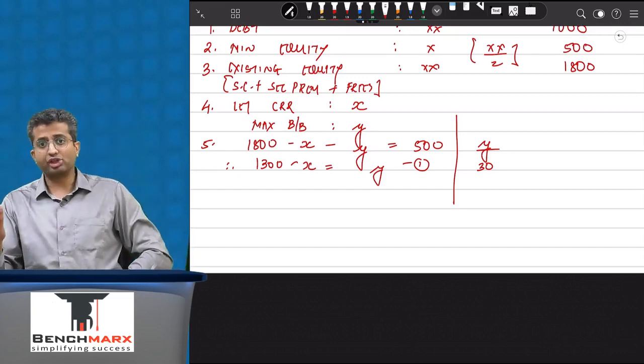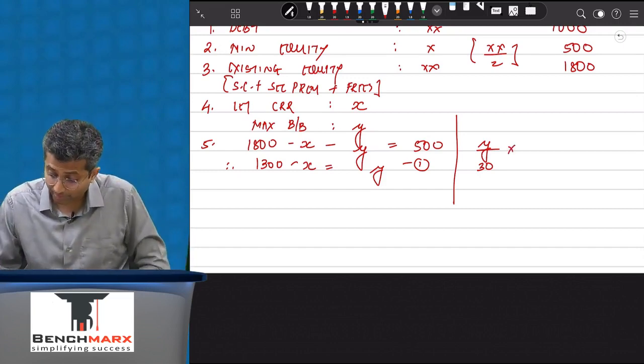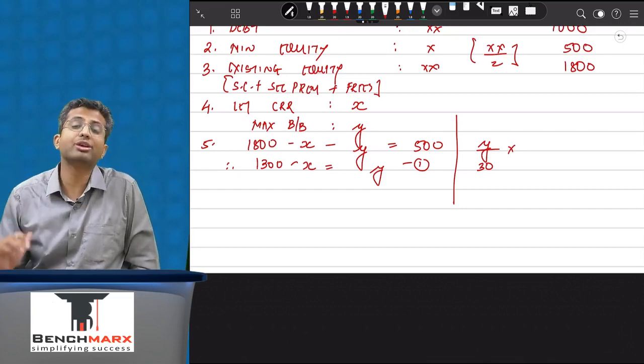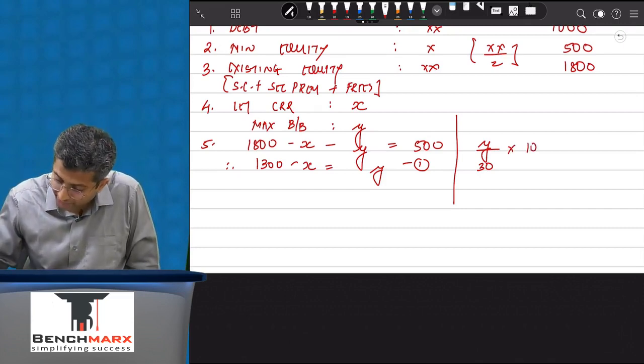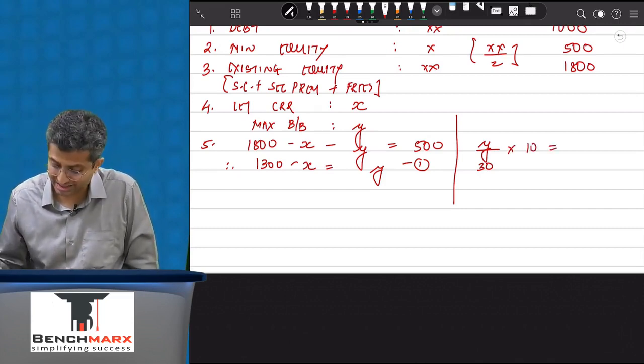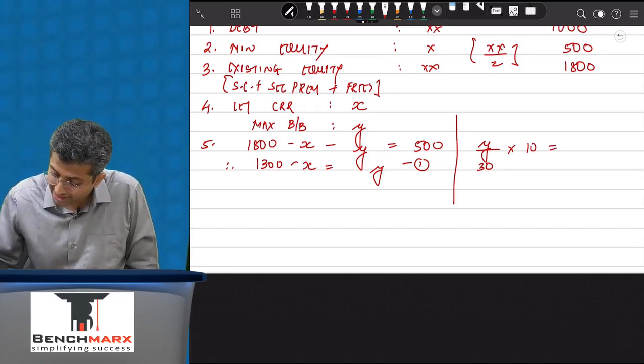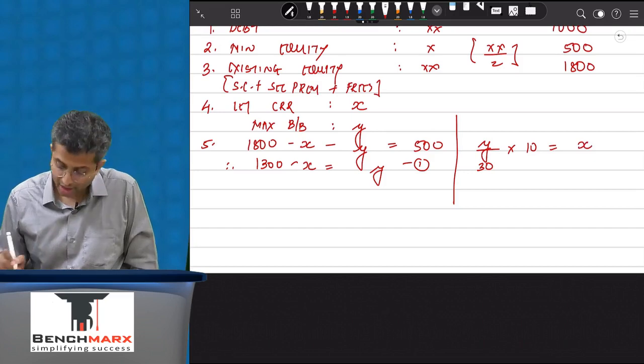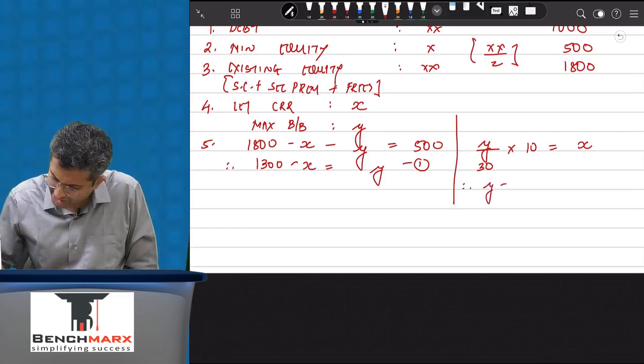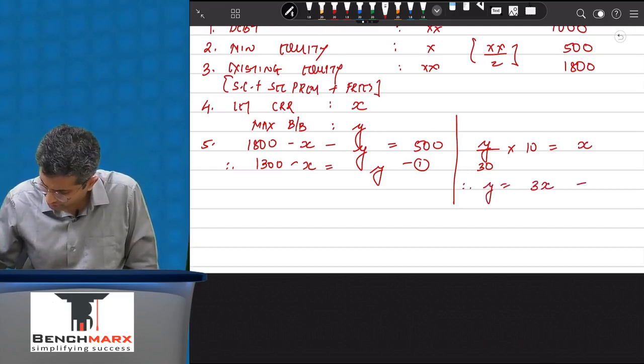And if there is no fresh issue, then the number of shares that you have bought back will reduce the capital base, and into the face value, let us say face value is rupees 10, this will give you the amount to be transferred to the CRR. Therefore, if we solve this, y is equal to, let us say in this case, 3x, which is equation 2.